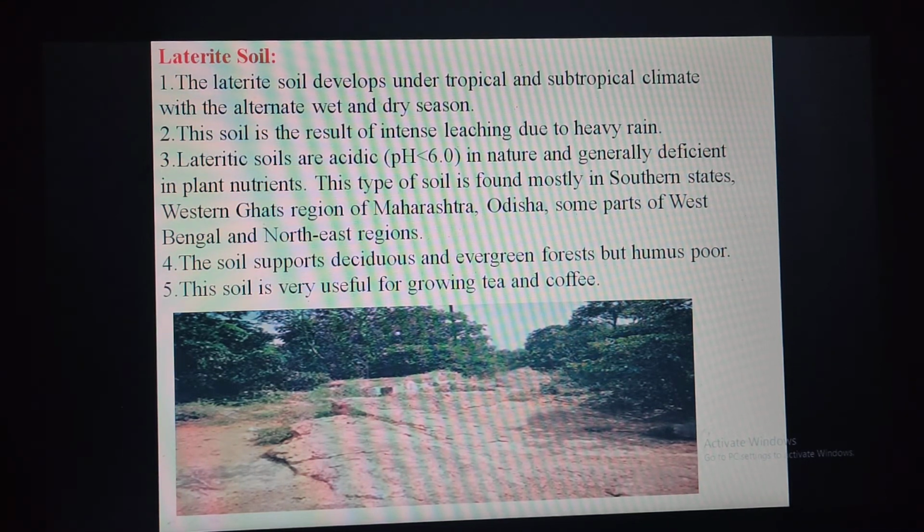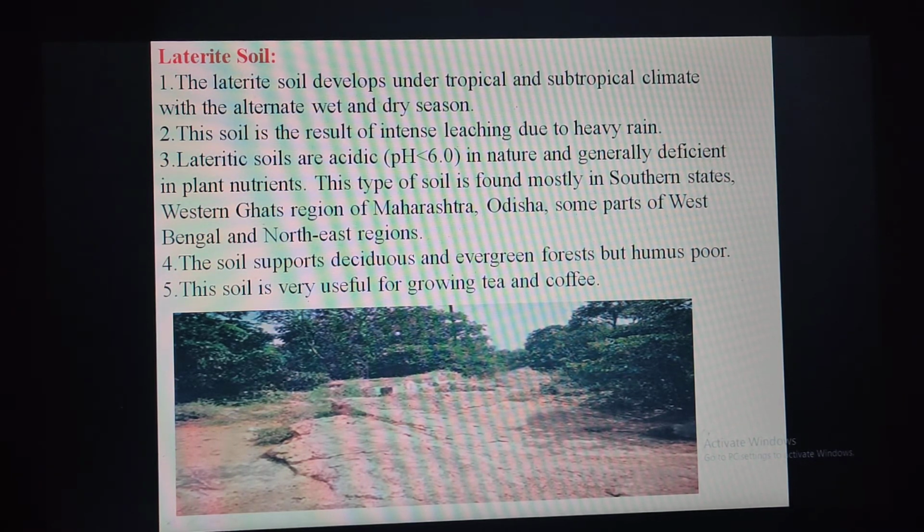About laterite soil. The laterite soil develops under tropical and subtropical climate with alternate wet and dry seasons. This type of soil is the result of intense leaching due to heavy rain. Because of the heavy rain, you can see the formation of this type of soil. These soils are acidic in nature and generally deficient in plant nutrients.